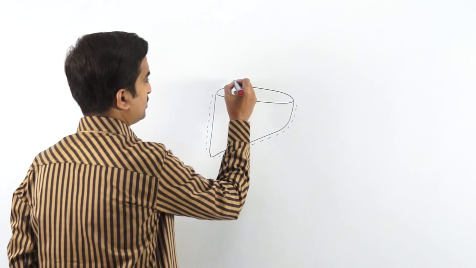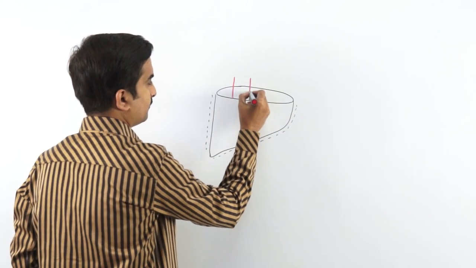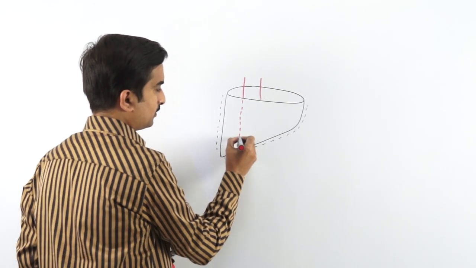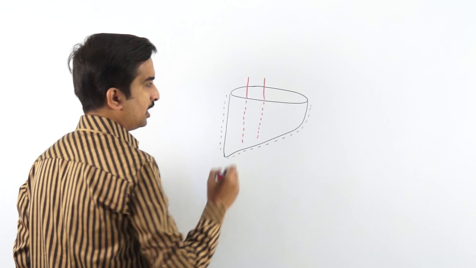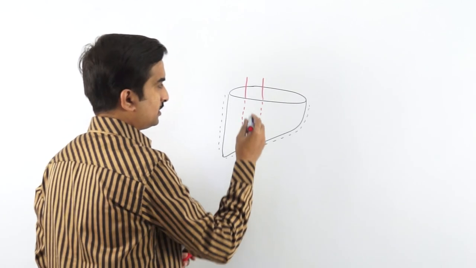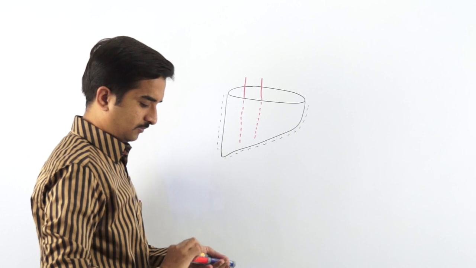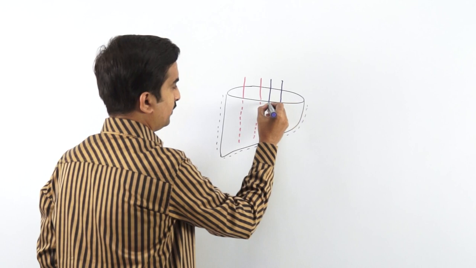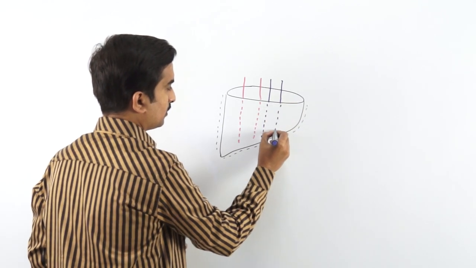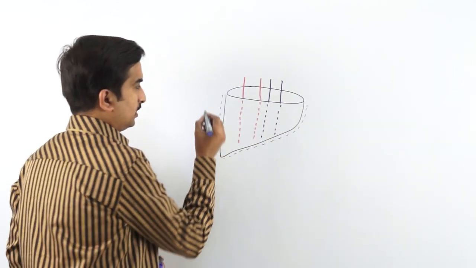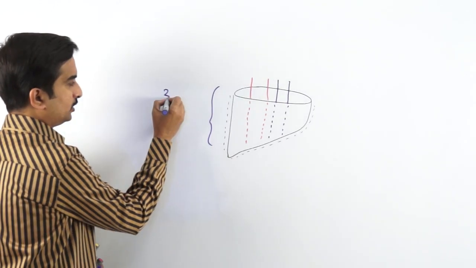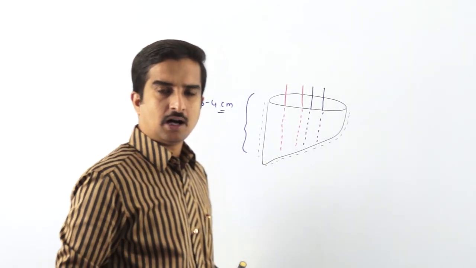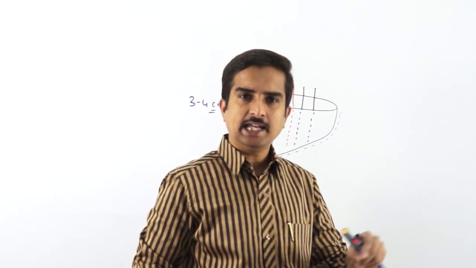What are the femoral vessels which are present? One is the femoral artery, and the other one is the femoral vein. So here the upper 3 to 4 centimeters of the femoral vessels are enclosed by a sleeve of fascia.